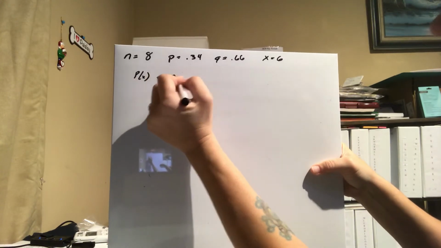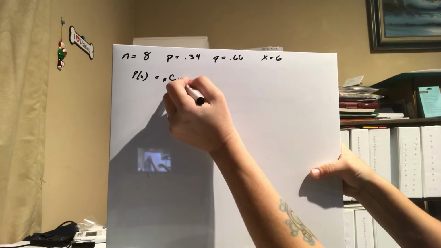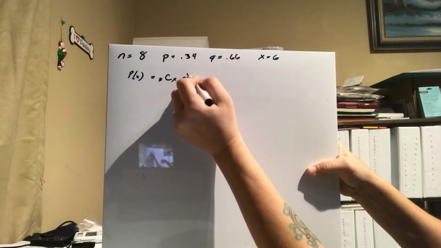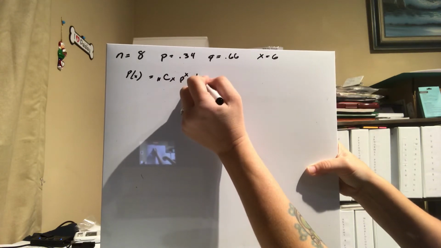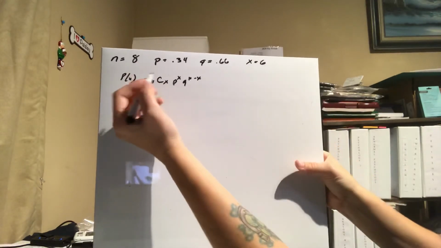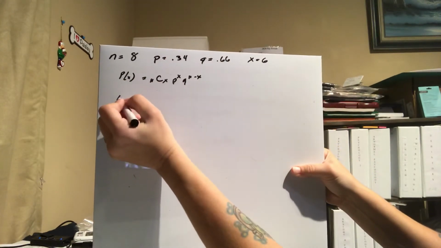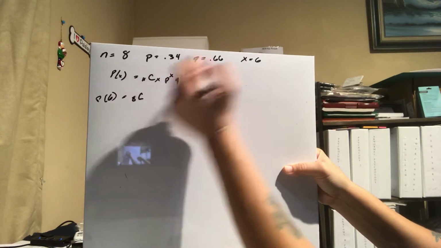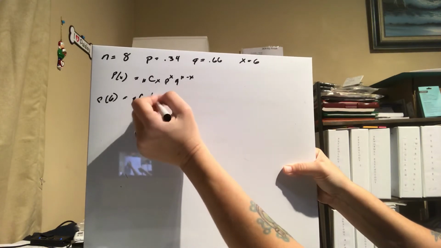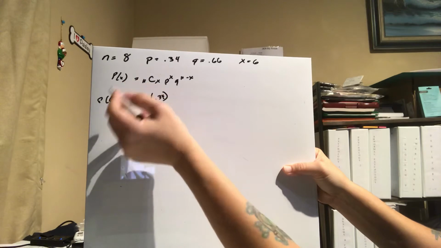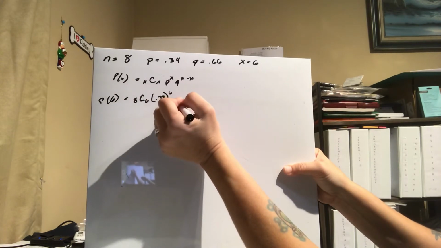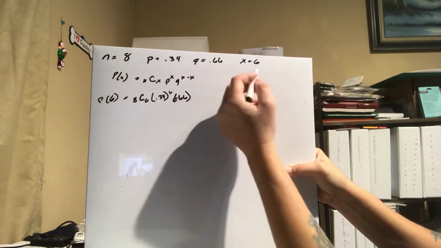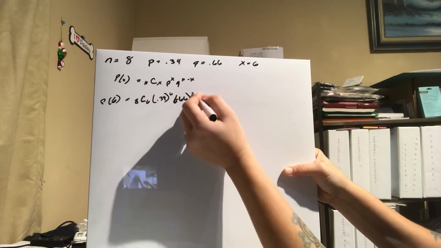And nCx times P to the X and Q to the N minus X. So in this case, for the first one, your X would be 6. P is 0.34. So your N is 8. 8 C 6 times 0.34 to the 6th power and 0.66. N minus X is 2.